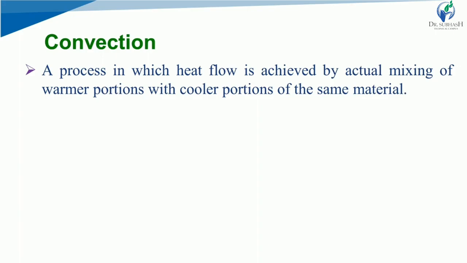Next is convection, a process in which heat flow is achieved by actual mixing of a warmer portion with a cooler portion of the same material. Here, actual portions will mix together. You have to imagine two layers, one warm portion and one cool portion. Now just imagine in 3D in your mind that both the portions are getting mixed up, right? That process is known as convection.